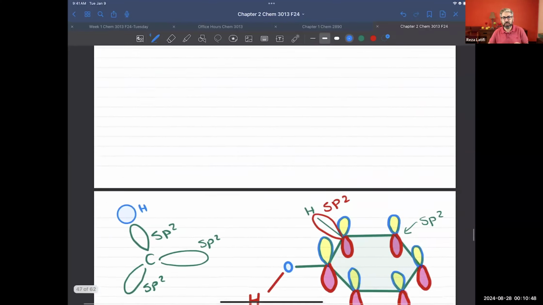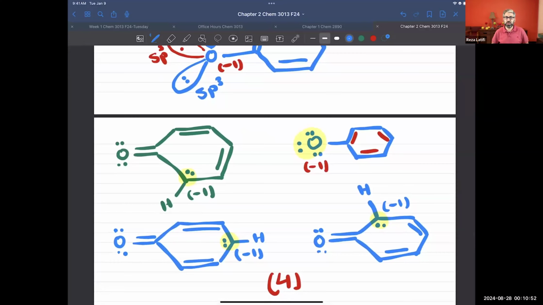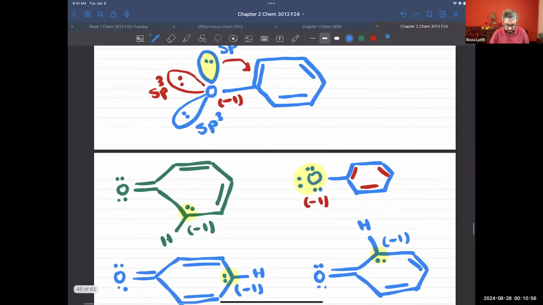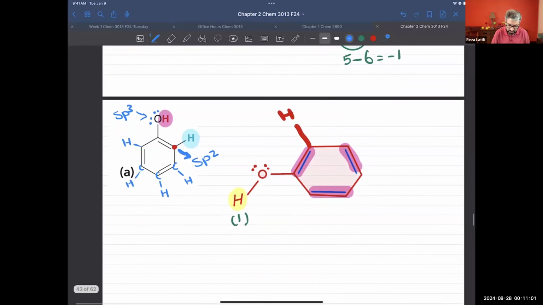I get those 4 resonance structures. So which one is more acidic? The hydrogen that's attached to oxygen. So this hydrogen is more acidic.